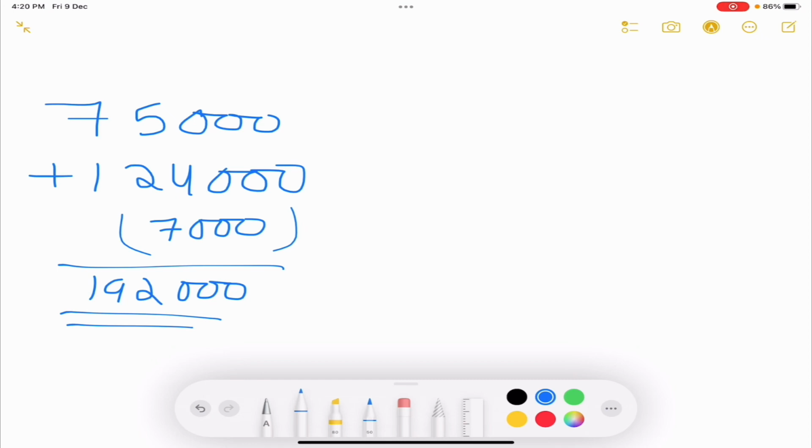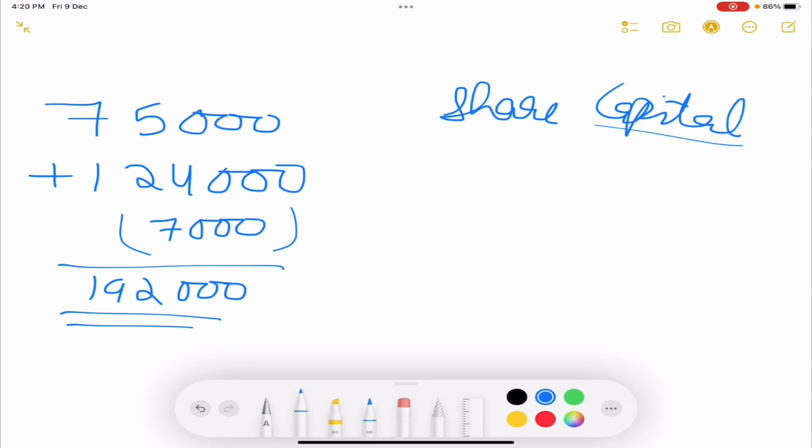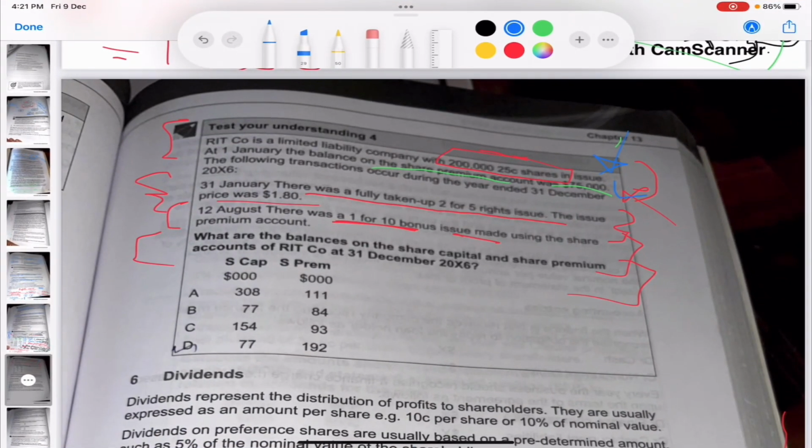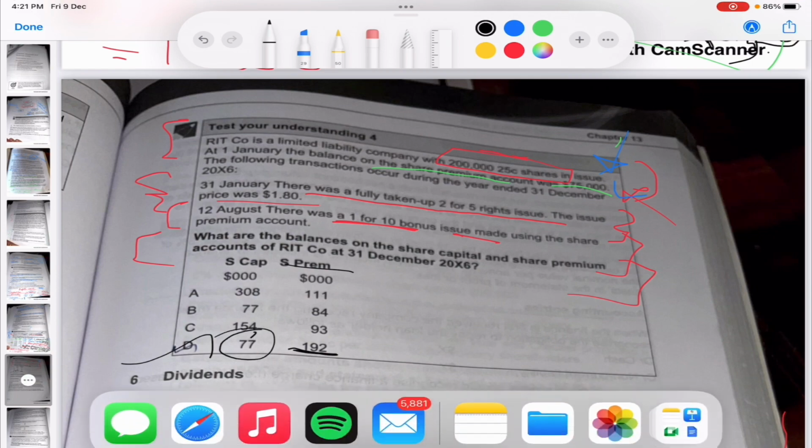Okay. In the same way, try to find the share capital balance, then you can check it with me. If you go back to the question, you will see that the share premium balance is 192. So you already got the answer. So you can check this by yourself.